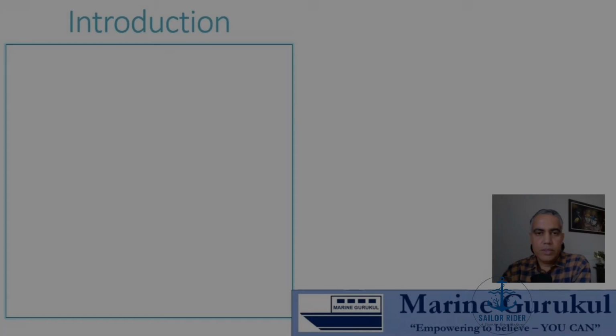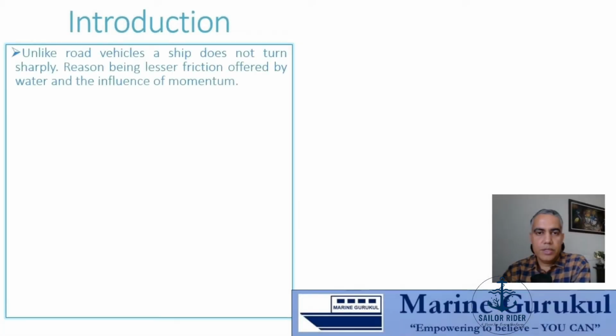So with this understanding, let's jump into this interesting aspect of the ship's passage planning. Let us now try to understand the concept, the fundamental behind turn planning. Unlike road vehicles, a ship does not turn sharply.